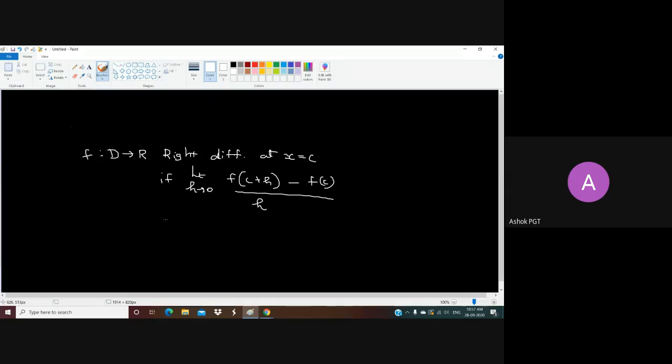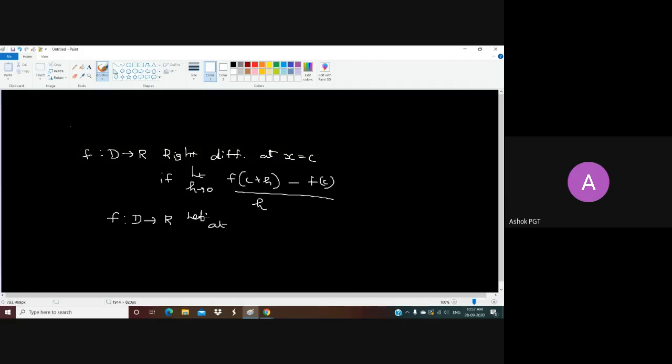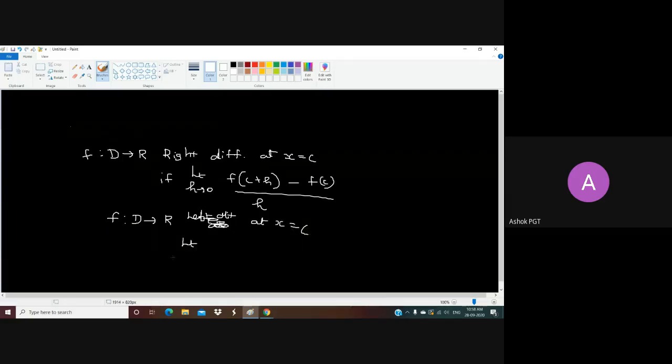Students, do you understand this? Yes, sir. Then left derivative means again, a function f from domain set to the set of all real numbers is said to be left differentiable at x is equal to c if the limit as h tends to 0 of (f of c minus h minus f of c) divided by minus h exists finitely.